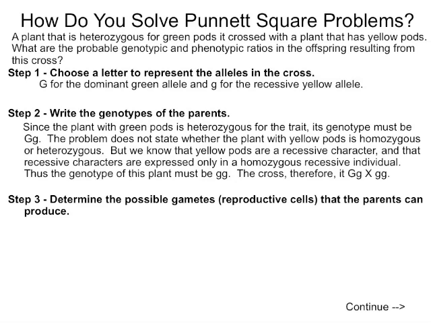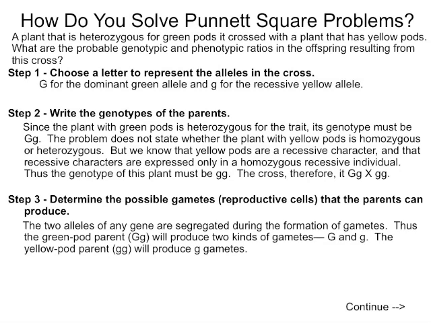Next, we're going to determine the possible gametes, or reproductive cells, that the parents can produce. Each parent will produce gametes that will only have one allele. The two alleles of the gene are going to segregate, or separate, during the formation of gametes. Thus, the green pod parent, big G, little g, will either produce a big G gamete or a little g gamete, in an equal ratio of big G gametes to little g gametes. The yellow podded parent can only produce little g's.